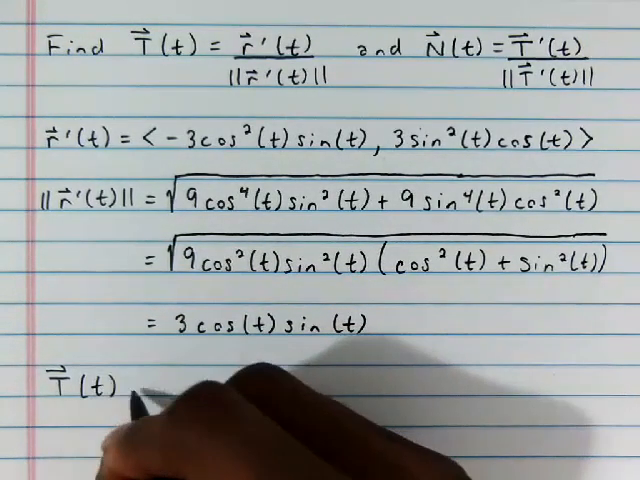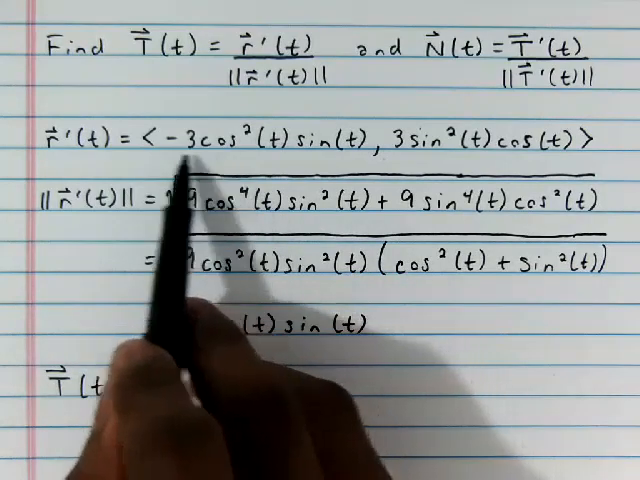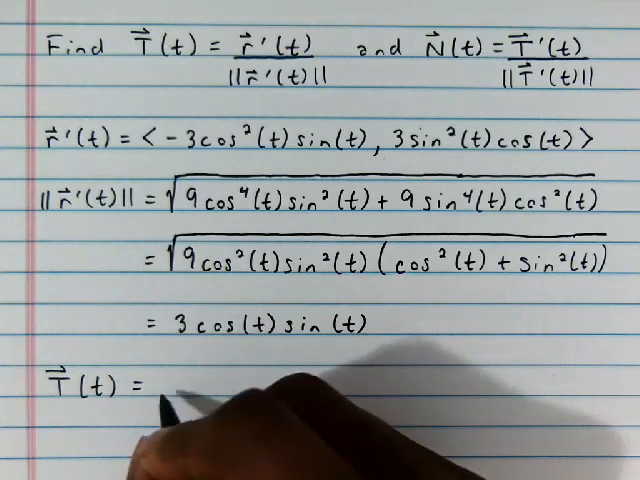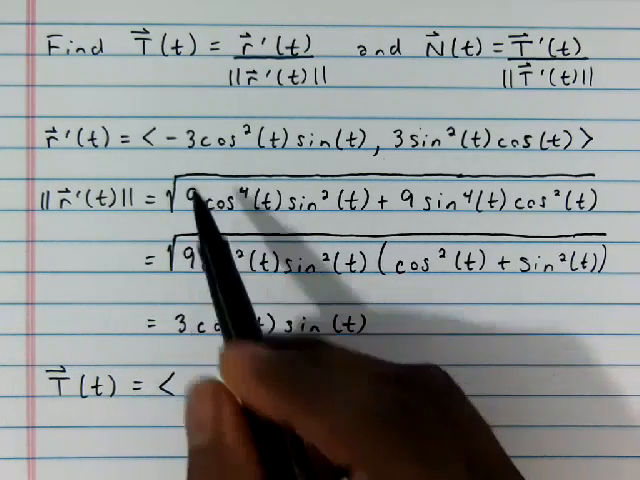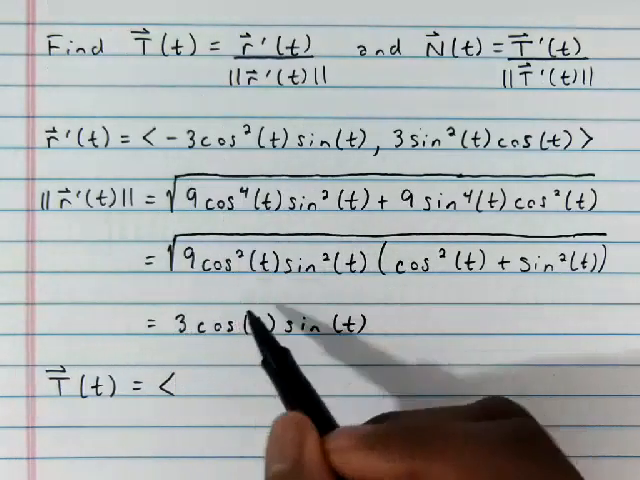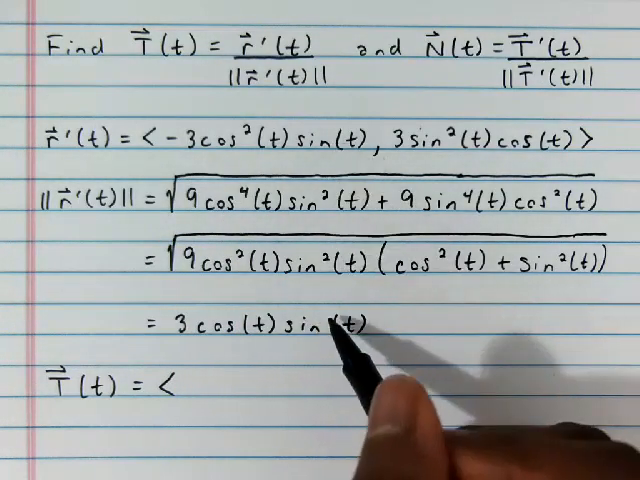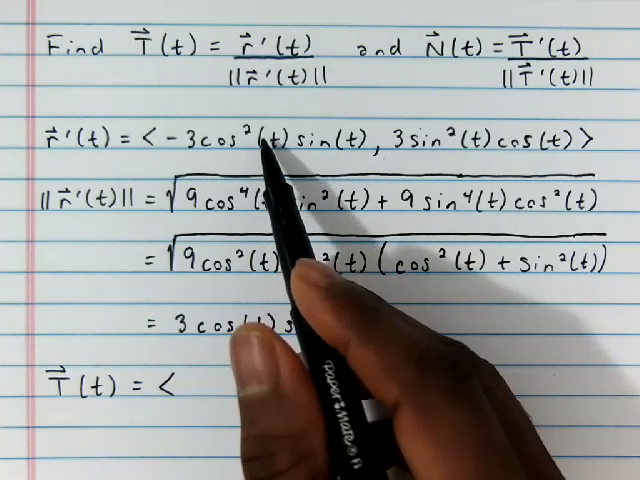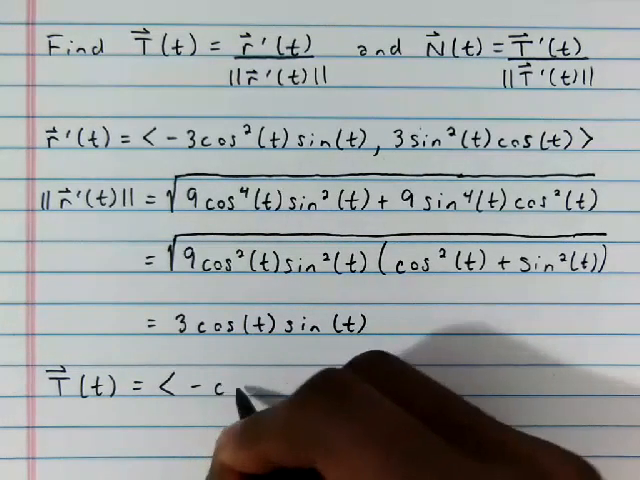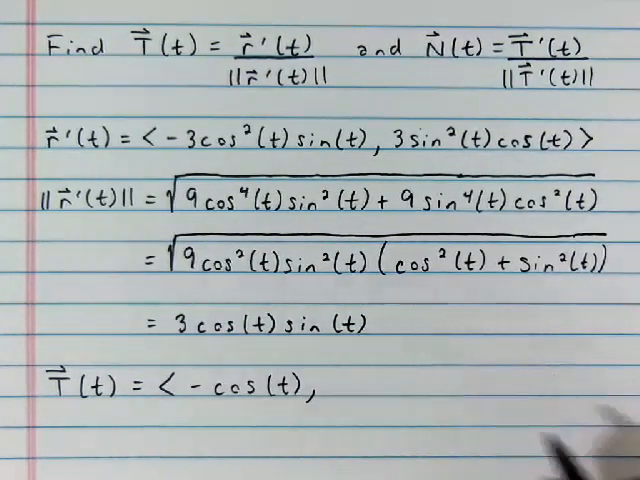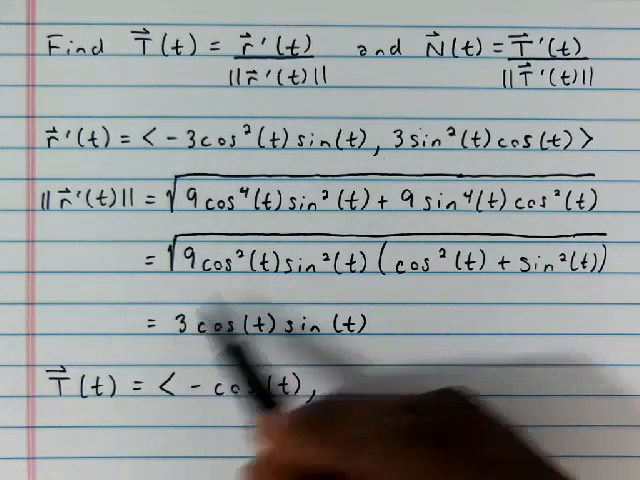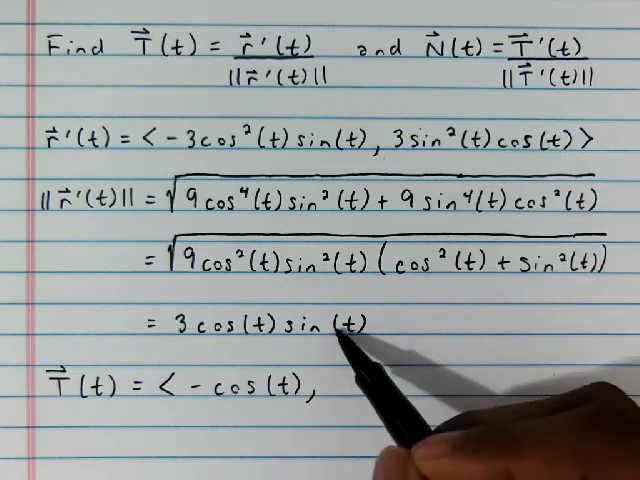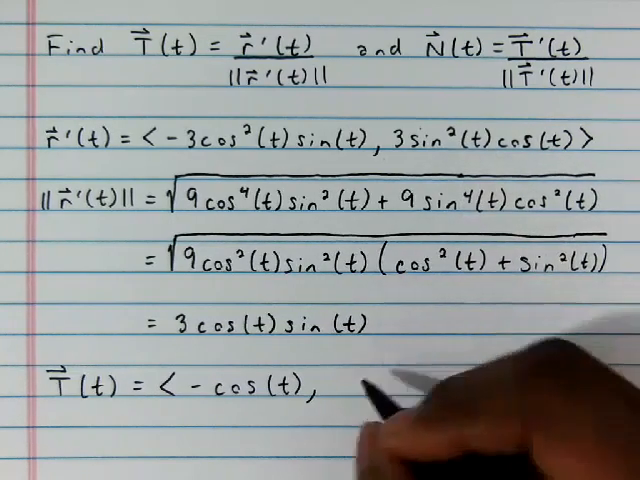So T of t equals, so this first component divided by that is going to give us, the 3's will cancel, which ends up with a -1. The sines will cancel, those will go away. And then one of these cosines will cancel with that one cosine up there. So we'll just end up with a negative cosine of t for the first component, and then the 3's here are going to cancel. This cosine will cancel with that cosine, and this sine will cancel with one of those sines, and we're just going to end up with sine of t there.